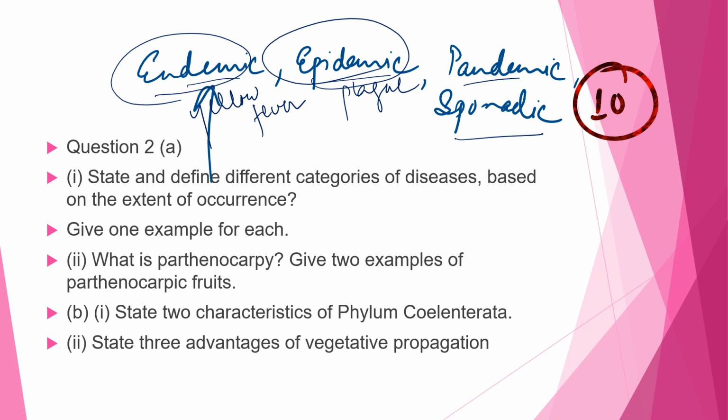Next comes pandemic, when the occurrence of the disease is worldwide, like we had COVID. So it was a pandemic, it was worldwide. It is known as a pandemic disease, as it had a worldwide spread.